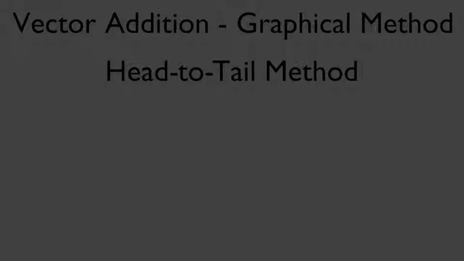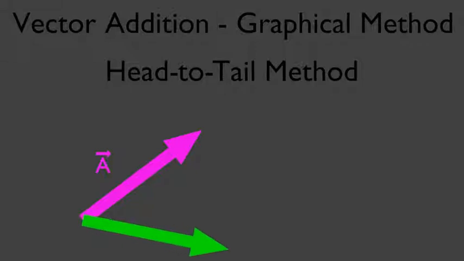The graphical method to add vectors together is called the head-to-tail method. In it, you take two vectors, such as vector A, which is in purple, and vector B, which is green, and we're going to go ahead and add these two vectors together. Now, the head-to-tail method works by assuming that we travel along each one of these vectors individually.